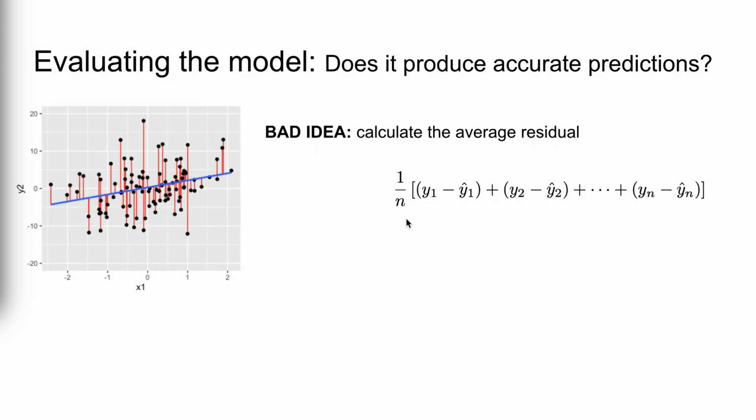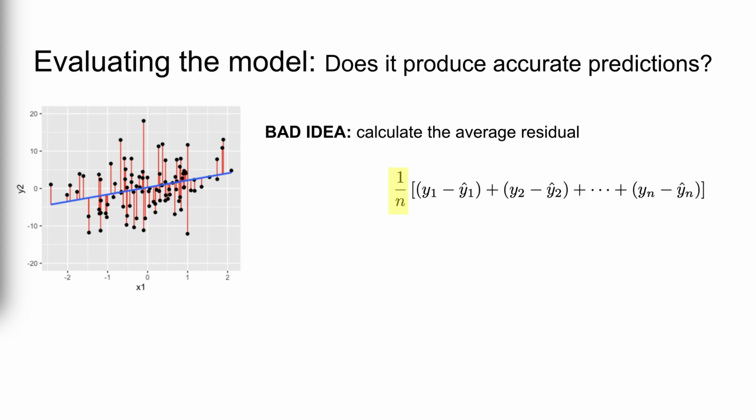Our first intuitive approach might be to calculate the average residual. That is, suppose we add the residual for the first observation to the residual for the second observation, and so on, all the way up to the residual for the nth observation, where n is our sample size. To then calculate the average residual, we divide this sum by sample size n. Now this turns out to be a bad idea.